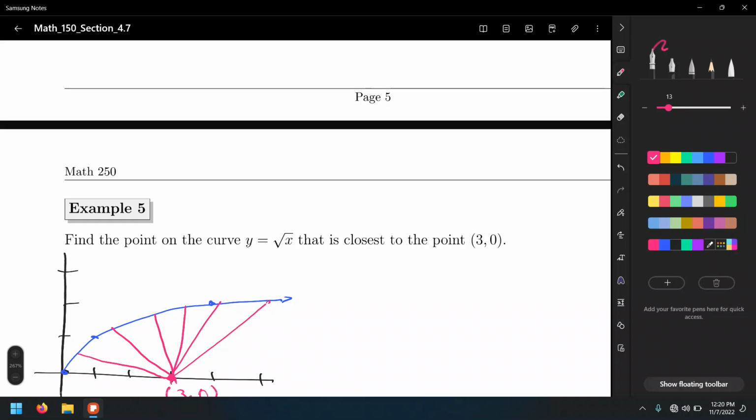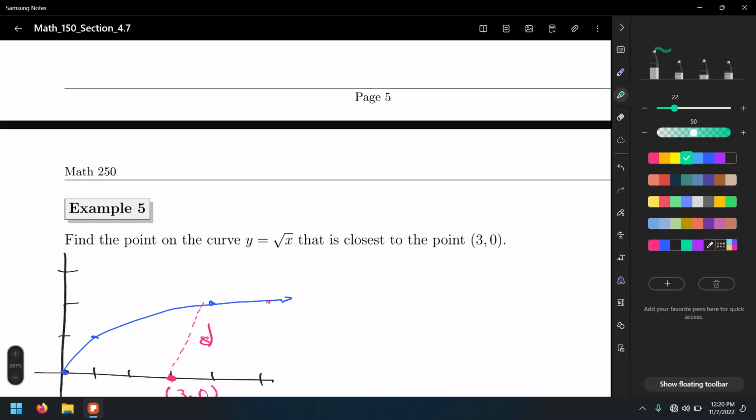But how do we know which one is the shortest? Well, we can't use the distance formula to exhaust all the points, right? So that's why we are going to use calculus to find that distance. In general, we'll find out what this distance d is. All right. Closest, in this case, is another way to say minimum distance.